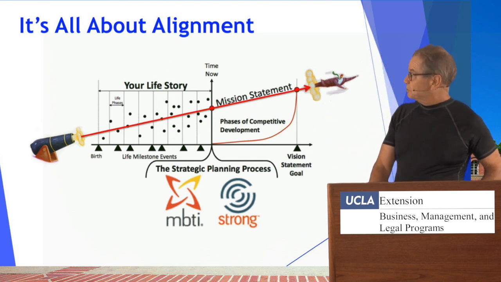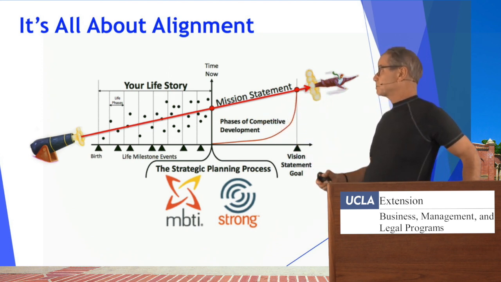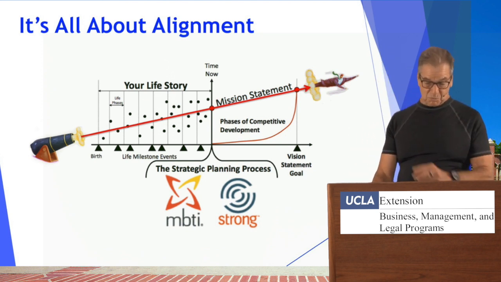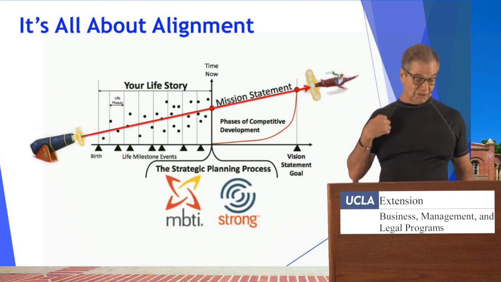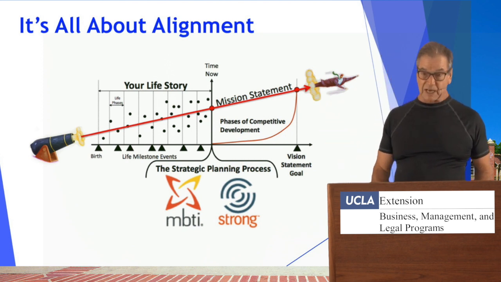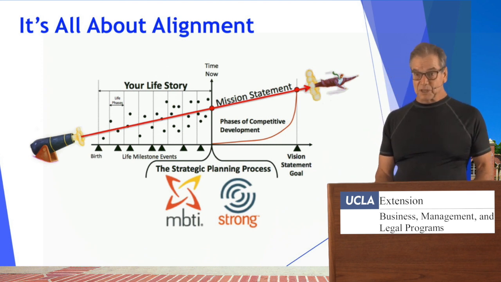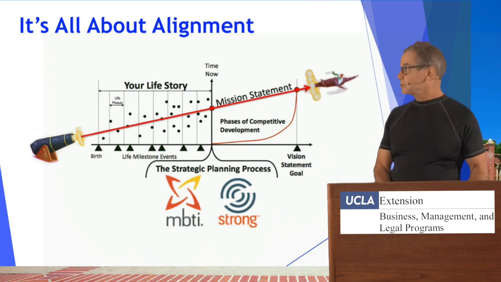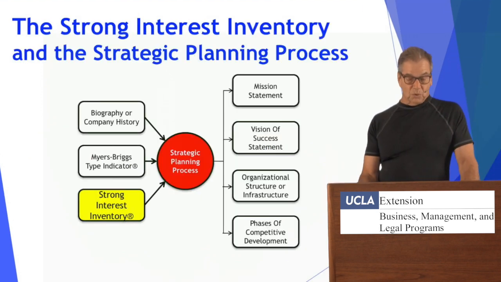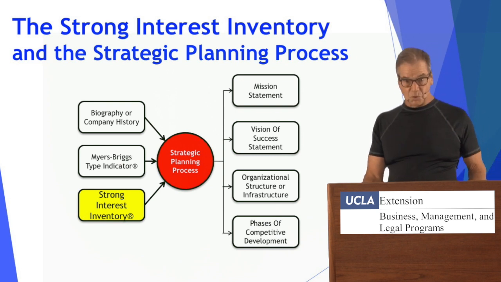To me, this graph just brings the biography alive and the role that the Myers-Briggs and the Strong Interest Inventory play in the strategic planning process, which we have a whole slide, actually several videos and presentations, that deal with just this aspect of entrepreneurship, business plan development, and new venture formation. Now we're going to get into the Strong Interest Inventory.